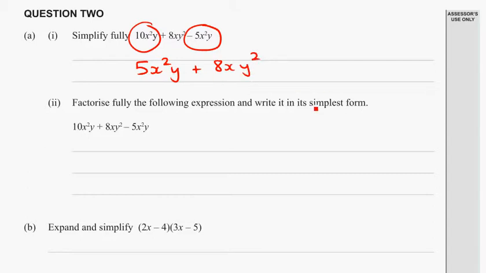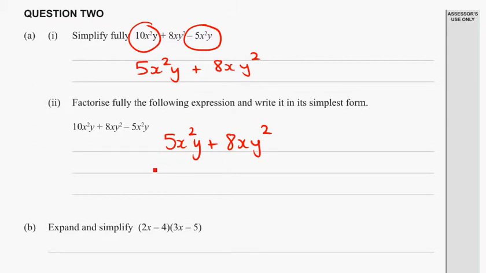They're unlike terms there, so we'll have to leave them like that. Factorise fully and write in its simplest form. Now just check that's exactly the same as above. It is. So we can use it in that form, simplified, and now we need to factorise.